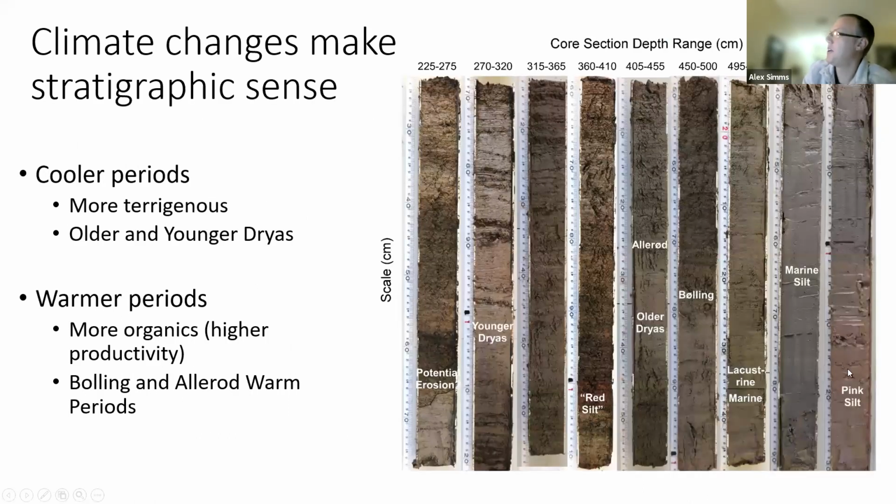And what's neat is you can also see that within the core itself. And so here's that pink silt, the marine silt, the lacustrine, and then you can see areas of more organic material. Those turn out to be periods of warmth, known as the Bølling and the Allerød, and then the Younger Dryas and the Older Dryas. Okay, so forgive me for that little tangent, but it'll play important here in just a minute.